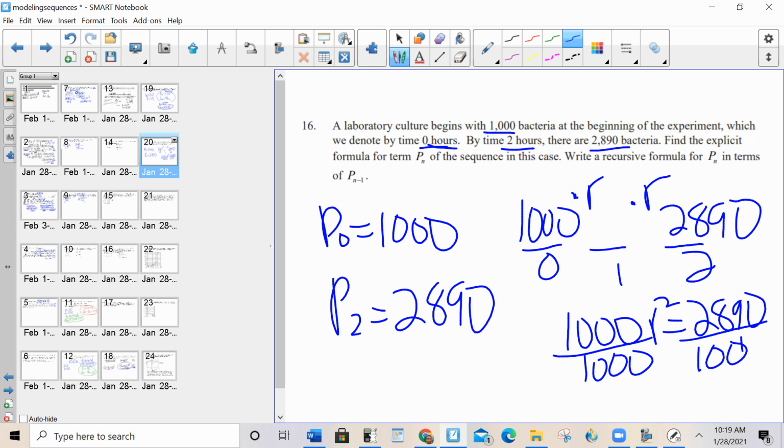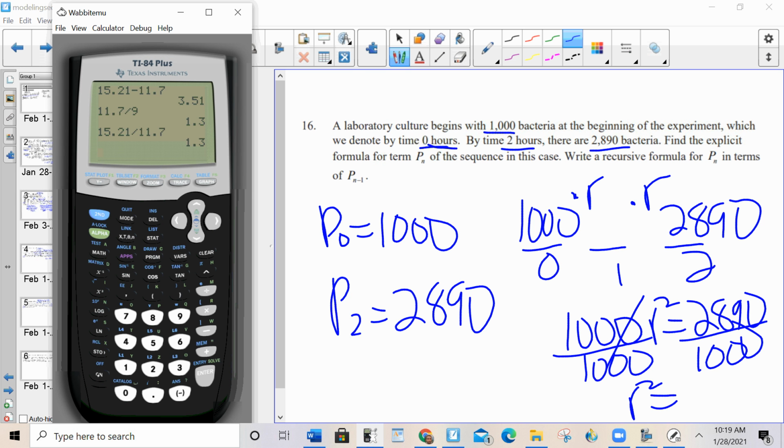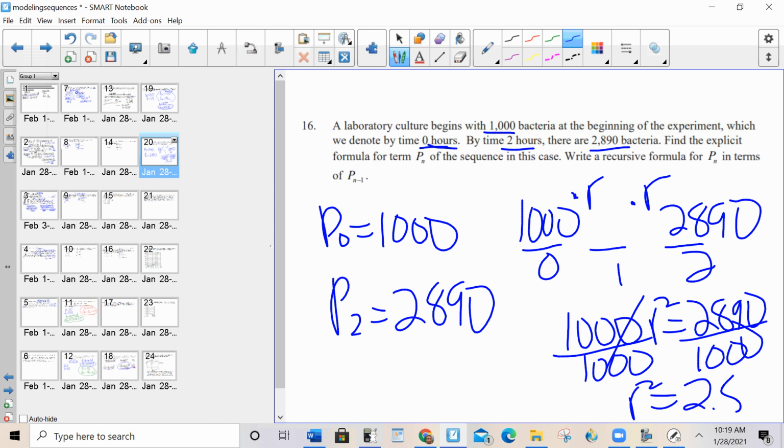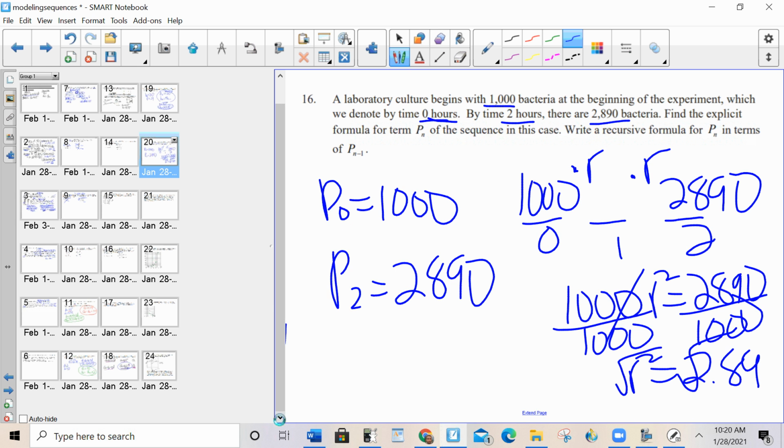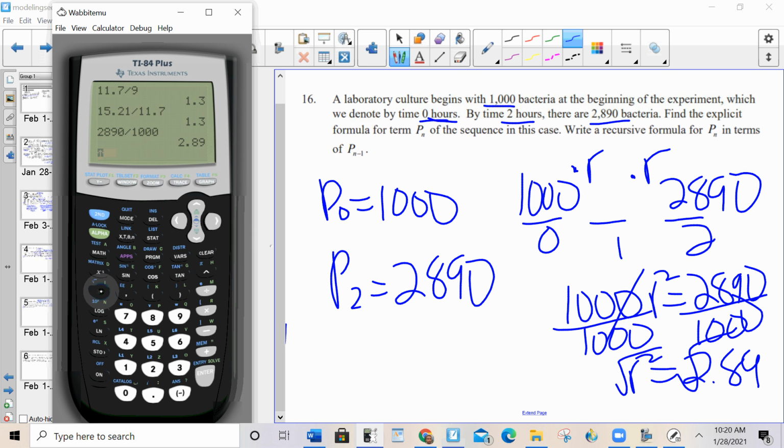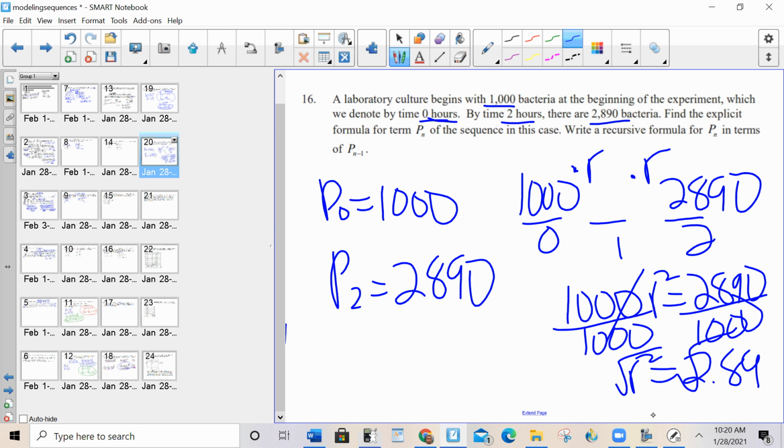I solve, and we did this in the last lesson, the practice lesson. 2890 divided by 1000 is 2.89. Take the square root, and R is 1.7.